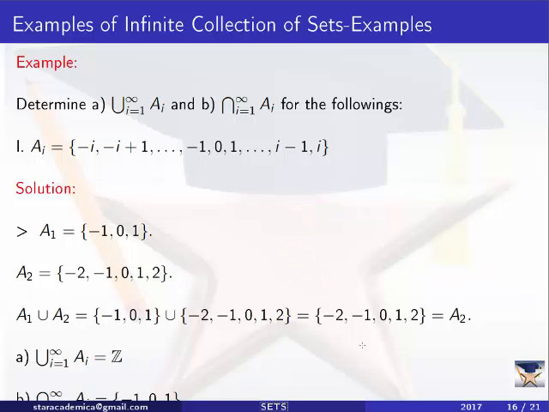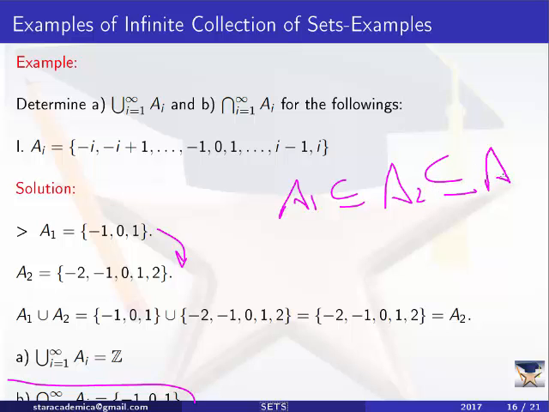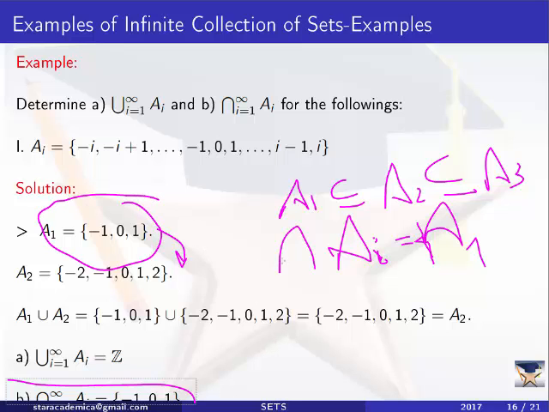Okay. And what about the intersection? This is a little bit down, so I'm going to take it up here. So what if you take these two intersections? Since A1 is inside A2, the intersection will be A1. A2 is inside A3, right? This is how it works. So the intersection of all Ai's will be the smallest one, which is A1. So A1 is this set. So that's the intersection.